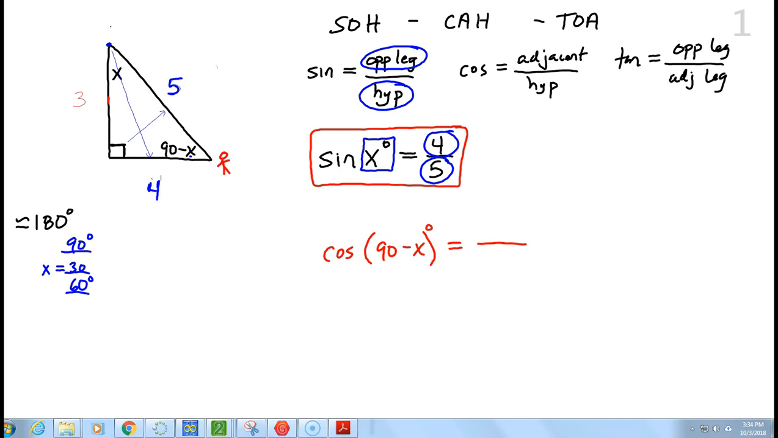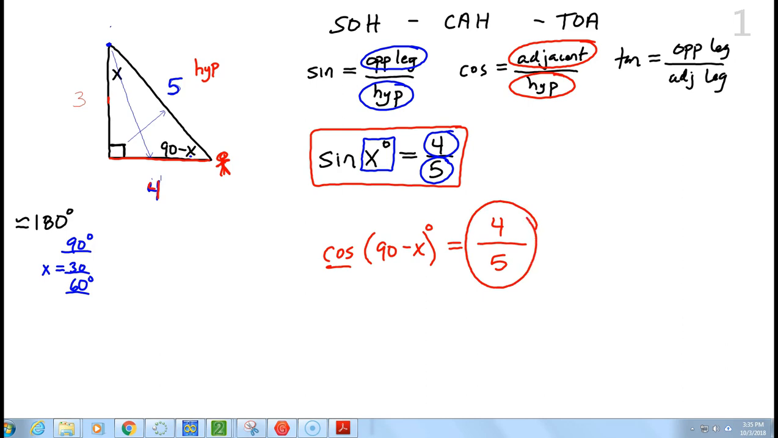Well, 5 is still the hypotenuse. The hypotenuse never changes position. It's always across from the 90. But my opposite leg has now changed and my adjacent leg has changed. Since they're looking for the cosine, I need to come up with the ratio adjacent over hypotenuse. The hypotenuse I already have. It's 5. Now the adjacent leg, from this person's point of view, would be this leg right here. It's the one right next to me. So it looks like the cosine of 90 minus x, the answer is the exact same as the sine of x.